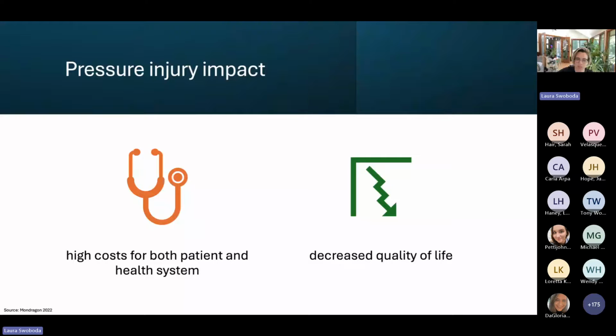So this is a high cost for both the patient and for the healthcare system, and really leads to decreased quality of life. Having a wound of any kind is a hassle. It's something you're always worried about. And having a pressure injury when you're needing to offload that area, even if you recover and correct everything that led to it, it's still something that's going to significantly impact your quality of life going forward.